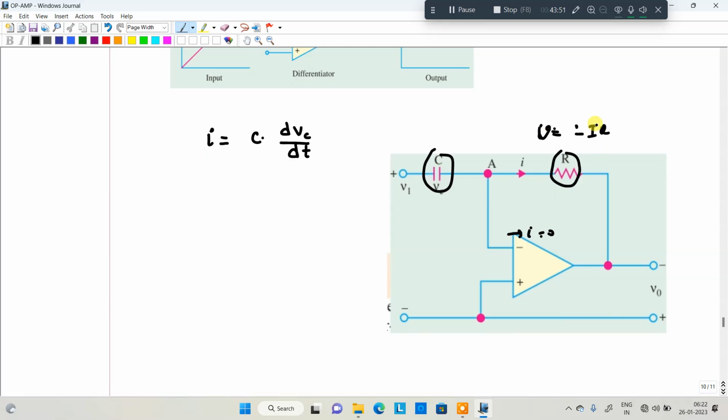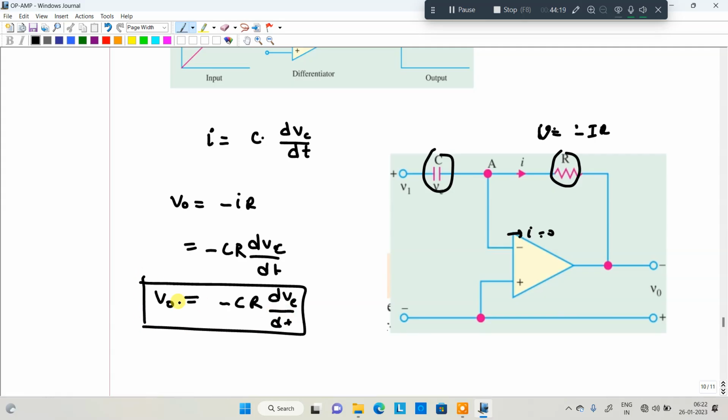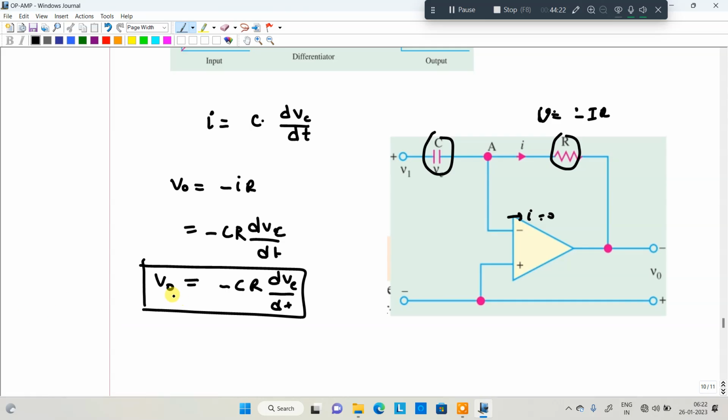V naught is equal to minus I into R. What is the I value? I is equal to C dVc by dt, so V naught is minus C dVc by dt into R. The output is the derivative of the input. The output is the derivative of the input voltage you have connected. So this is about the differentiator. Got my point? Differentiation is nothing but the output being the differentiation of the input. Maybe here you can also take it as V1, no issue. So this is about the differentiator.